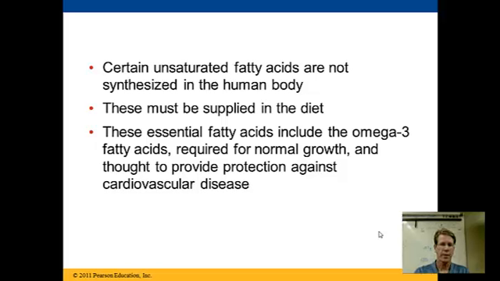Certain unsaturated fatty acids are not synthesized in the human body, and therefore we really should be trying to supplement them in our diet.